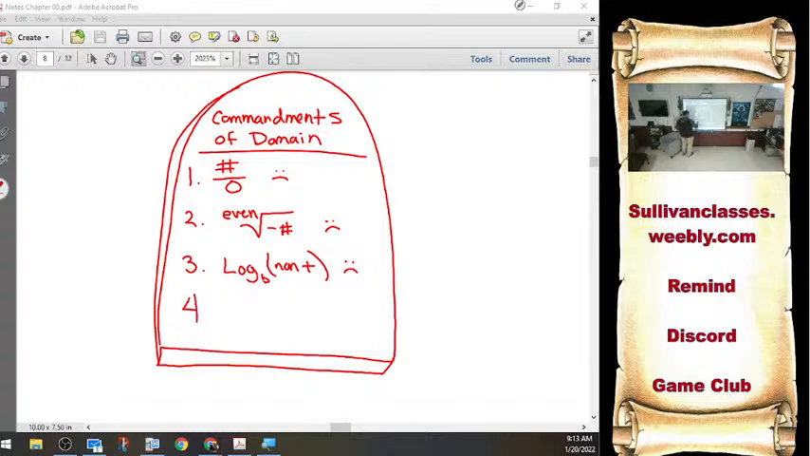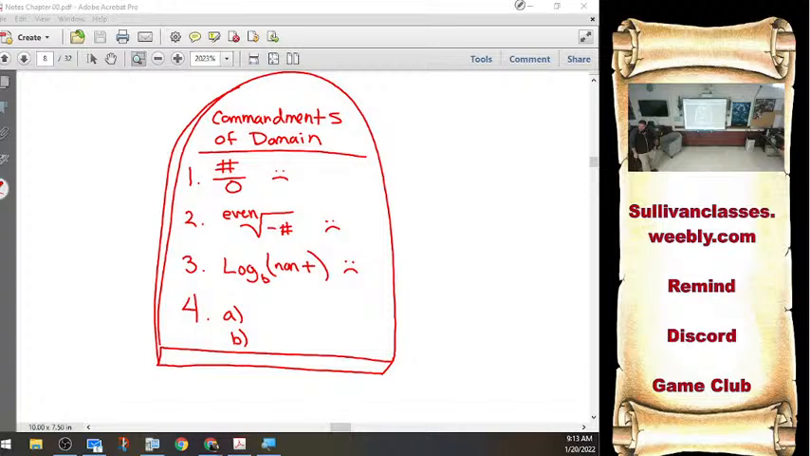Number 4. Parts A and B. Stay tuned. We don't know those yet. Okay, those are in Chapter 4 of PreCalc. They are inverse trig functions. Okay, so right now, those are our commandments of domain.